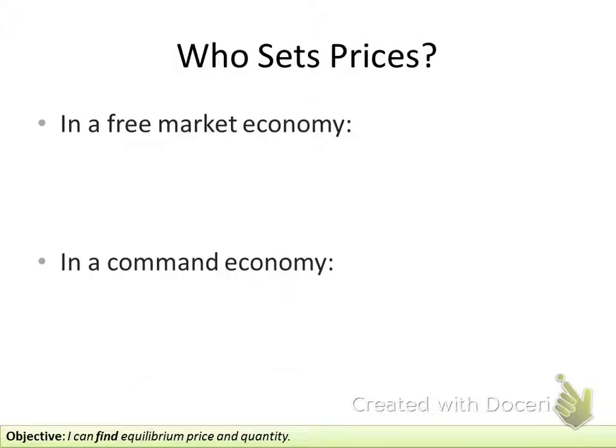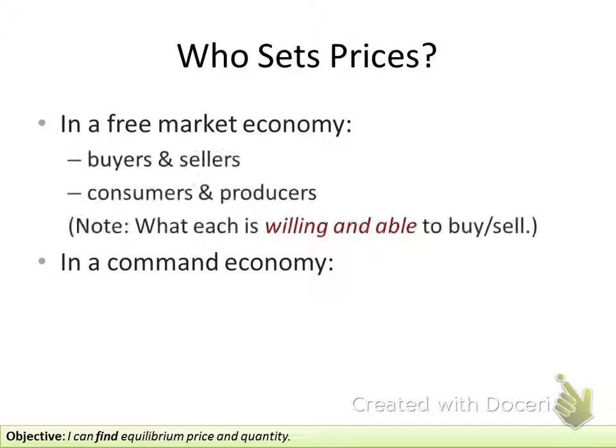So to think about prices, let's draw upon what we've learned already about market and command economies. In a free market economy, buyers and sellers, consumers and producers, work together to negotiate and figure out what the right price is. But in a command economy, it's the government that sets prices. So we're going to be focusing on buyers and sellers because we live in a market economy.